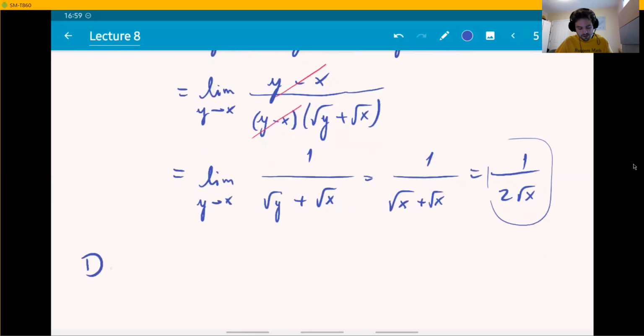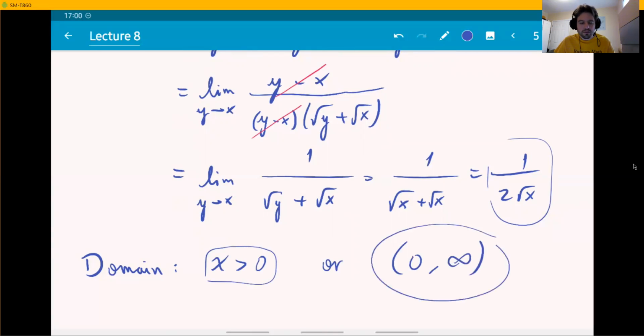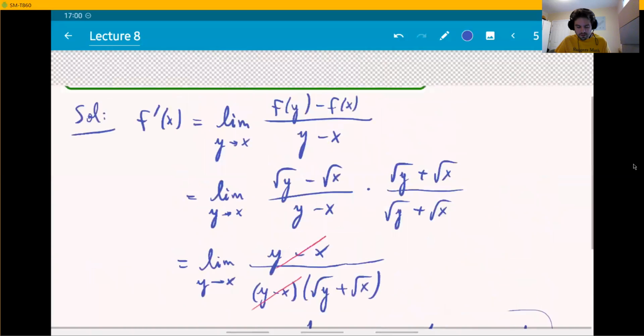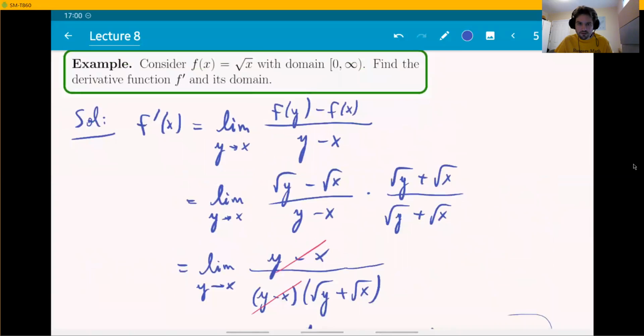The domain is actually, think about for which x's does this computation make sense, in particular the final expression. You have a square root, so x has to be larger than or equal to 0. But actually it cannot be 0 because it's in the denominator this time. So you need x larger than 0 for this domain, which in interval notation would be like this, open at 0. So even though the original function was defined at 0, the derivative is not defined at 0.